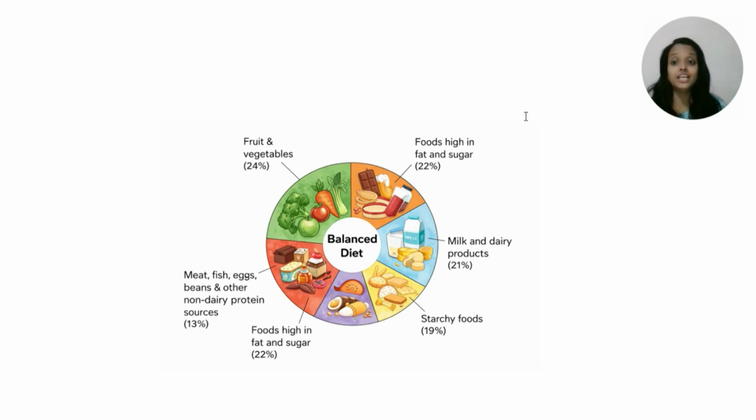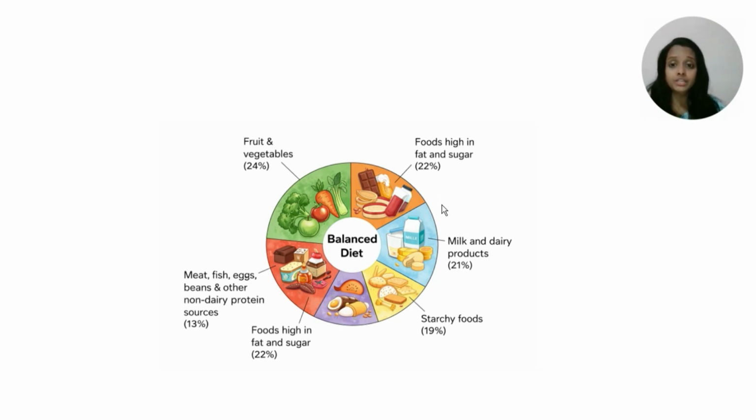This pie chart illustrates the distribution of various food groups in a balanced diet. Overall, the chart is divided into five main categories, each representing a different type of food and its proportion in daily consumption. The largest segment of the chart is fruits and vegetables, accounting for approximately 24%. This highlights their importance in providing essential vitamins, minerals, and dietary fiber for maintaining good health.